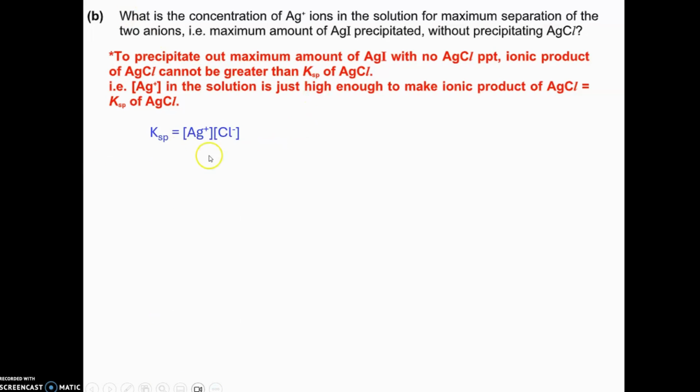So since KSP is the concentration of silver ions multiplied by concentration of chloride ions, the concentration of silver ions to achieve a situation where IP is equal to KSP will just be KSP divided by chloride ion concentration, which will be 1.8 times 10 to the power of negative 8 mole per dm cube.